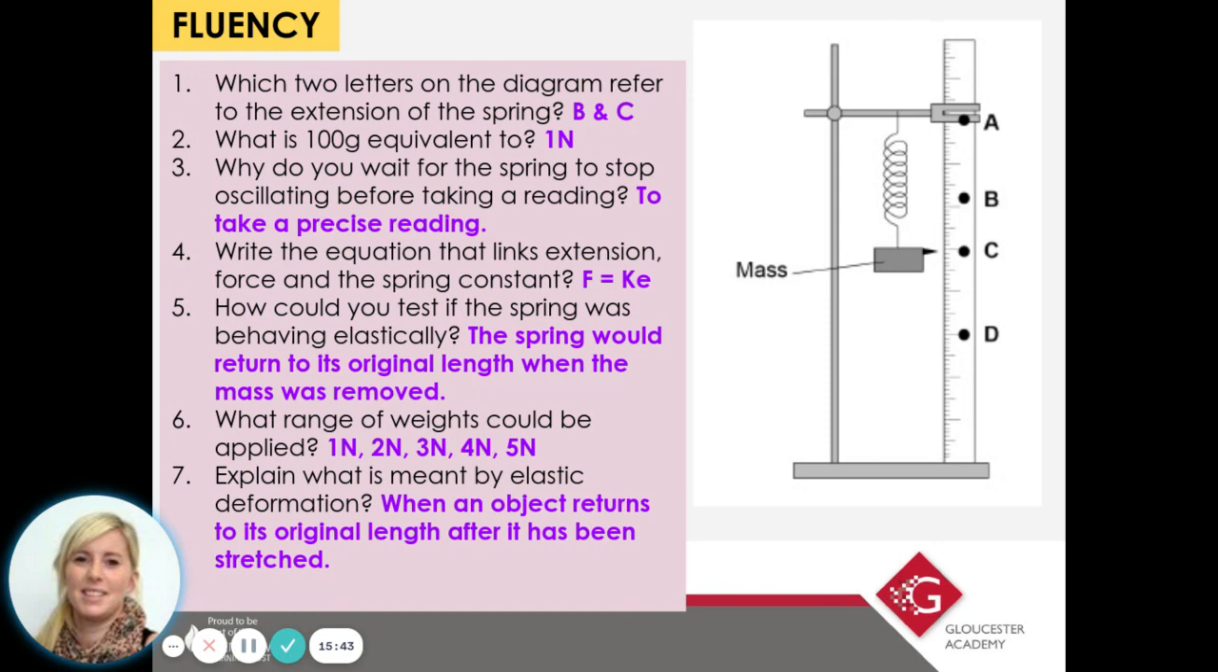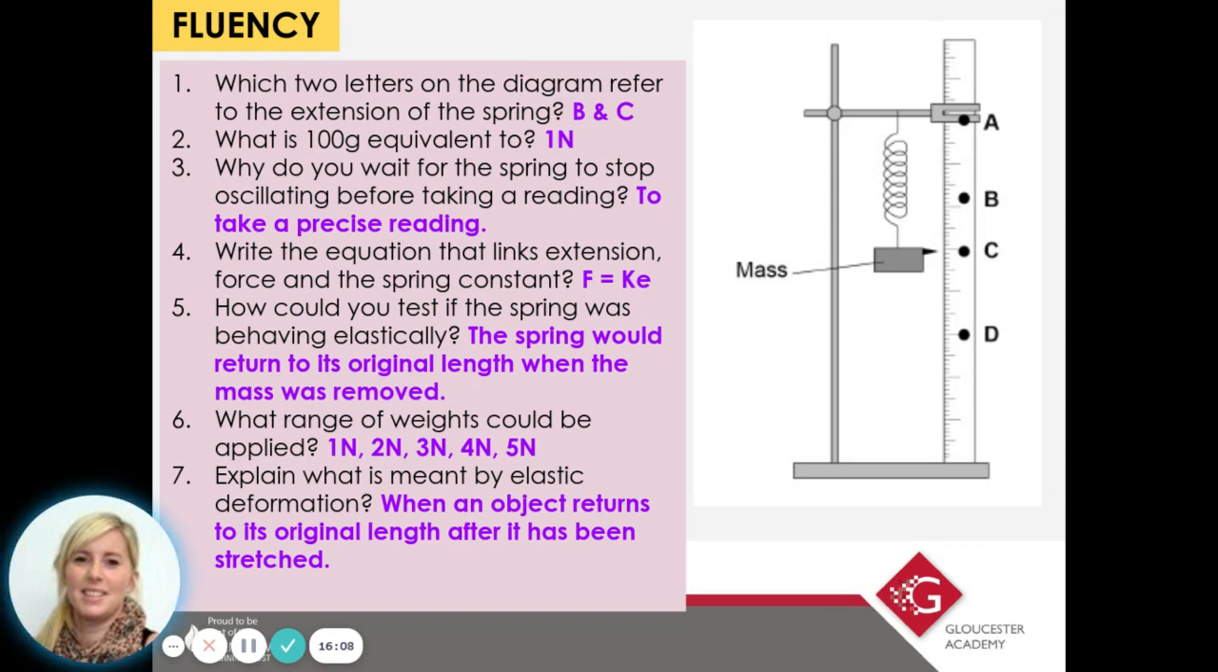Number 4, write the equation that links extension, force, and spring constant. So it is F equals KE. And that was in the learning objective. Question 5, how could you test if the spring was behaving elastically? So the spring would return to its original length when the mass was removed. If it was inelastic, it wouldn't do that.